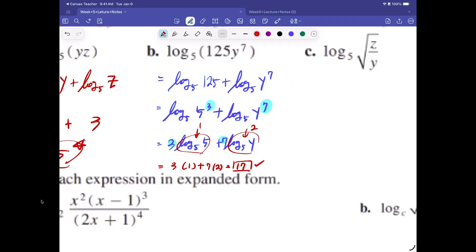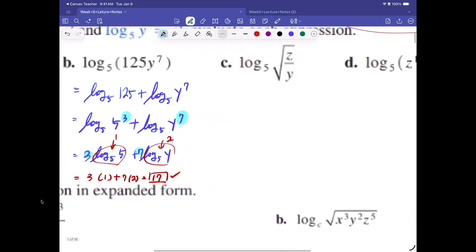Make sense? What is the power of square root? The power of square root is... what is the power of square root? Nobody knows? 1 over 2. Exponent divided by index.